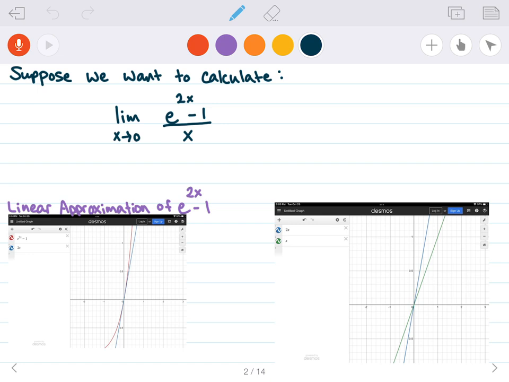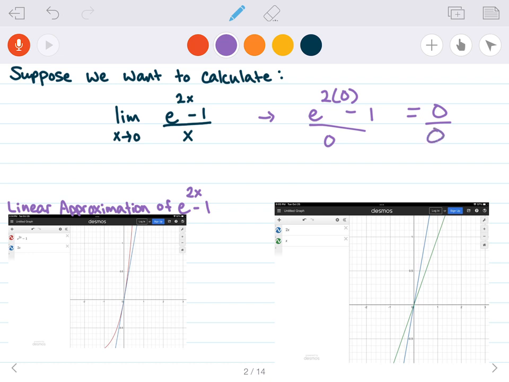let's suppose we want to calculate a limit as x goes to 0 of e to the 2x minus 1 over x. So the first instinct is to just plug in 0 for x. Okay? So if we do that, we get e to the 2 times 0 minus 1 over 0. And so e to the 0 is 1, 1 minus 1 is 0, and we end up getting 0 over 0, which is not good.